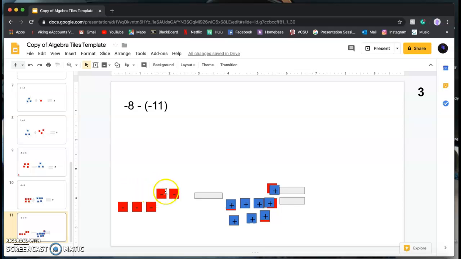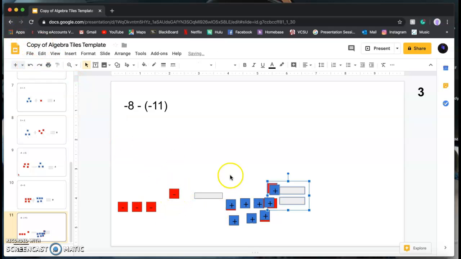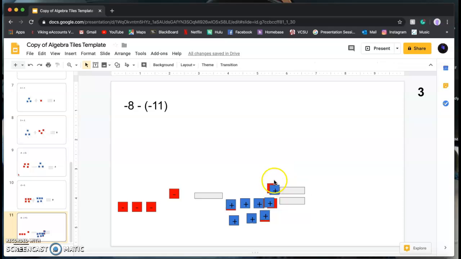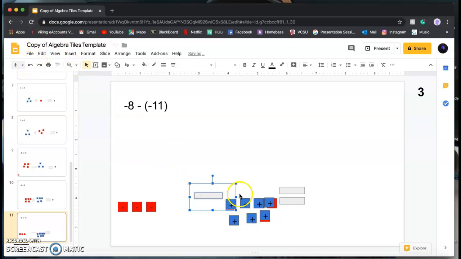Alright, so I have 1, 2, 3, 4, 5 negatives. 1, 2, 3, 4, 5, 6, 7, 8 positives. So I know I'm going to be able to cancel out another negative and another group of positives. Oops, I just deleted my equal sign. Well, undo. There we go. So I'm just going to keep on going. Just deleted my subtraction sign.